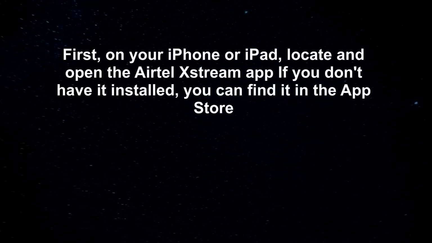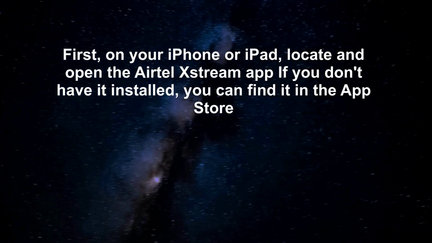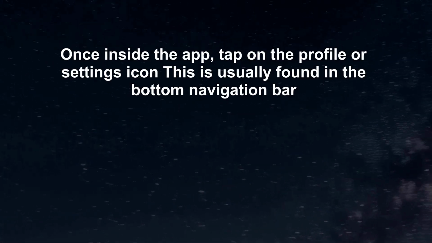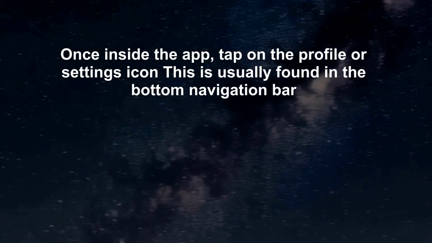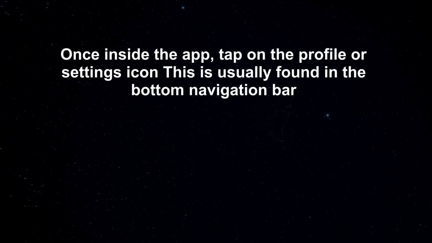First, on your iPhone or iPad, locate and open the Airtel Xstream app. If you don't have it installed, you can find it in the App Store. Once inside the app, tap on the Profile or Settings icon. This is usually found in the bottom navigation bar.